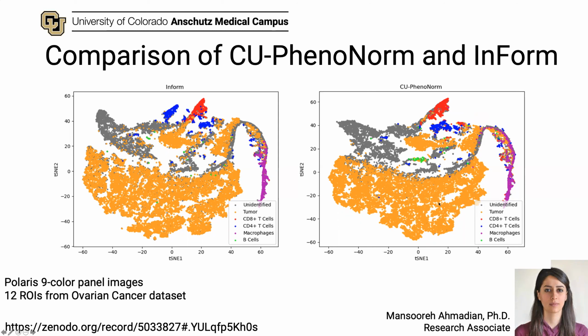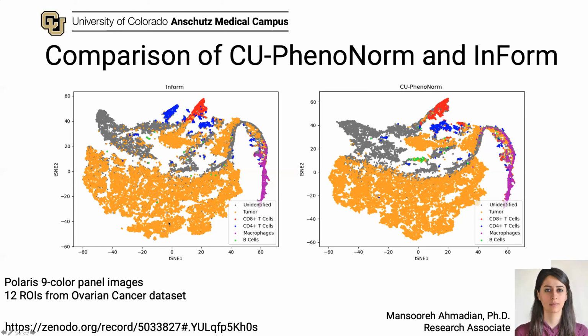CU-PhenoNorm is also semi-supervised, so when we do the thresholding, we have to make sure that we're setting the right thresholds to say this is positive and this is negative, but it does a better job of clustering some of the cells, for example, B cells here in green. We actually see a nice little cluster of B cells with the CU-PhenoNorm, whereas they're sort of sporadic and not clustered together with Inform, indicating that's likely an incorrect call on the Inform side of things. So it does actually do a better job in some cases of identifying truly positive cells than Inform does.